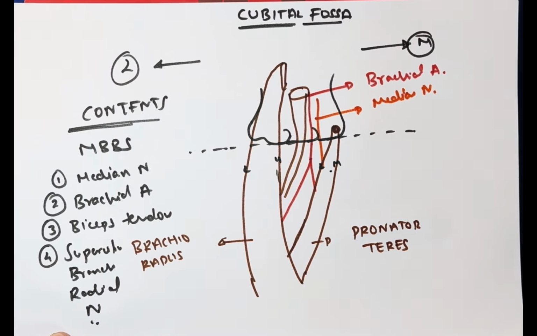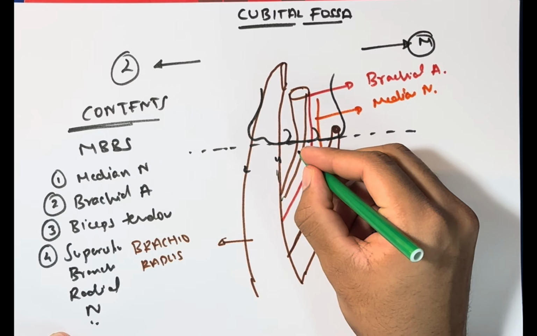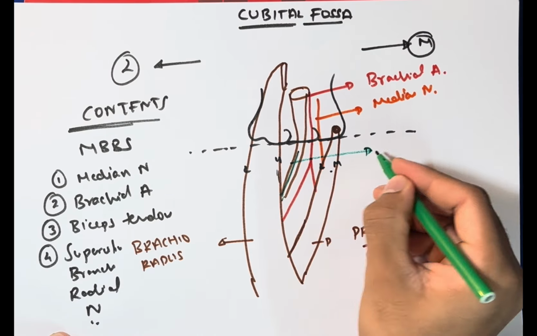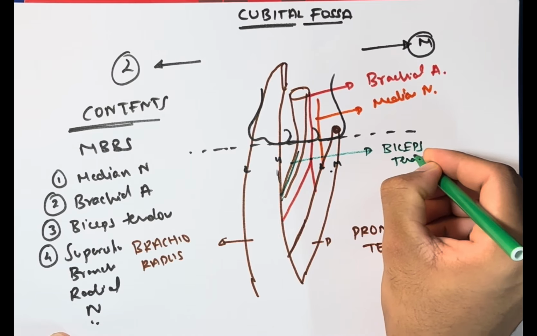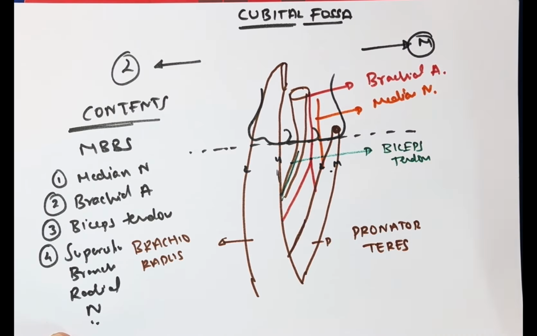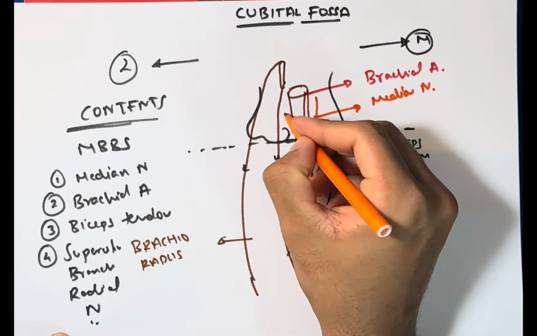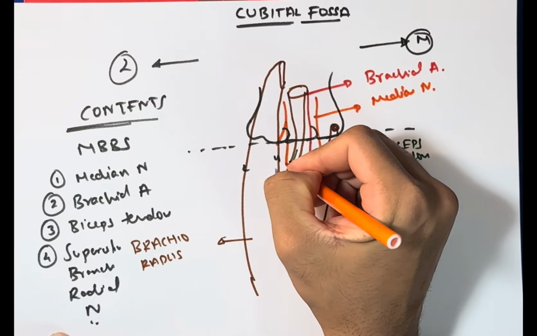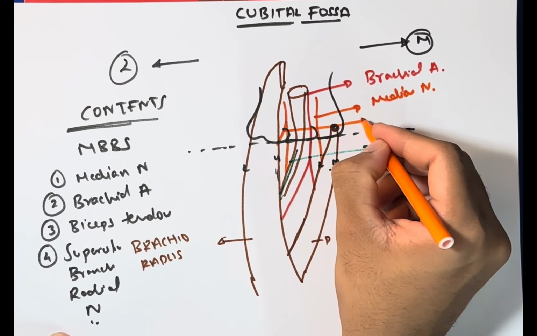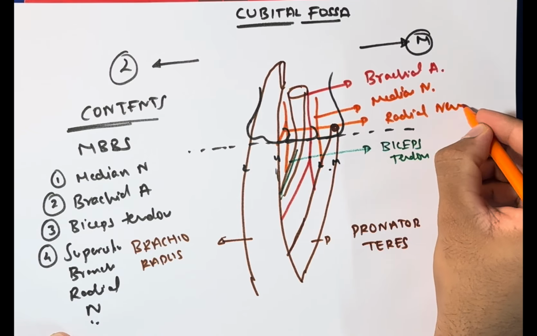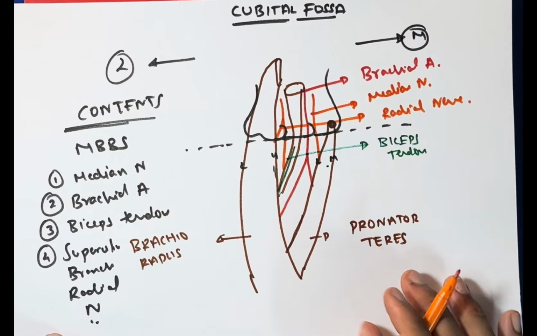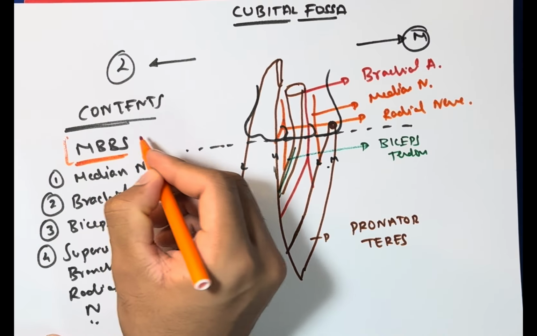I can use a green color for this to represent the tendon. So this is your biceps tendon. Then you have your superficial branch of radial nerve. This is your superficial branch of your radial nerve. You're done with the contents of the cubital fossa. So this is your contents. MBBS is the mnemonic. So remember.